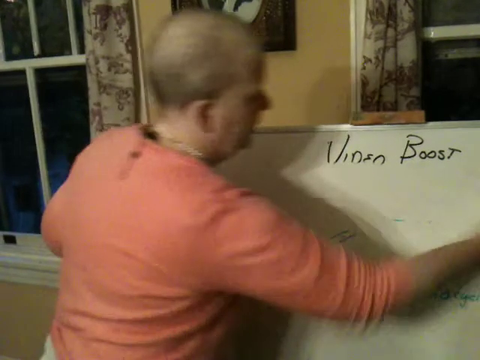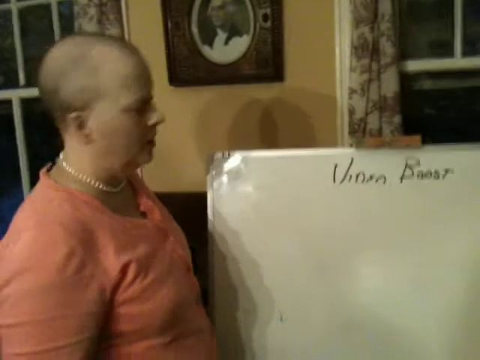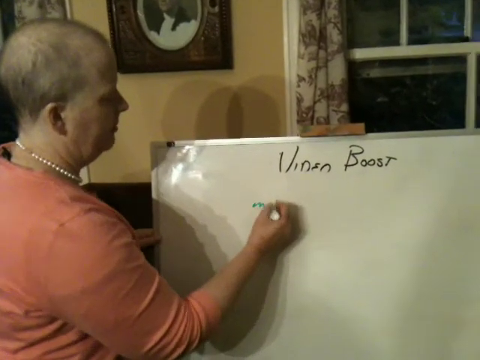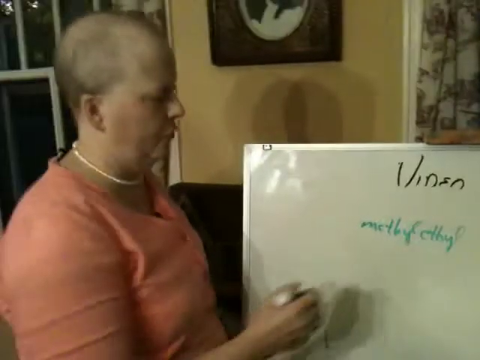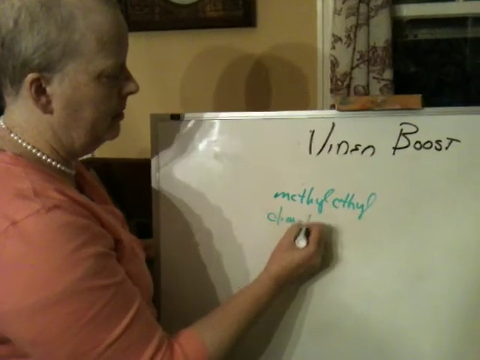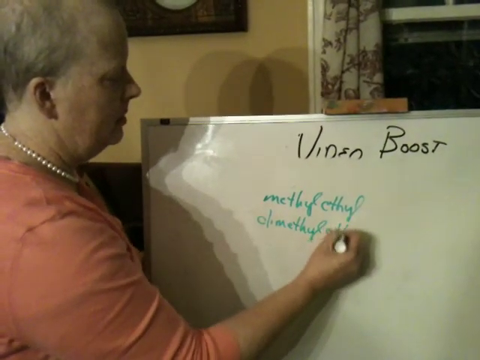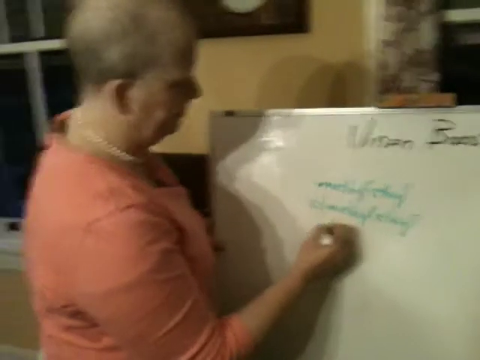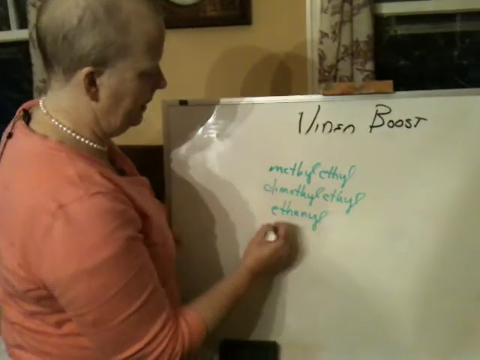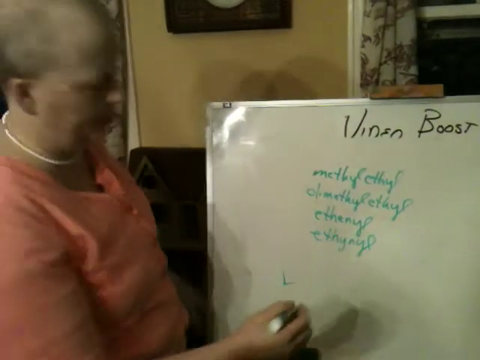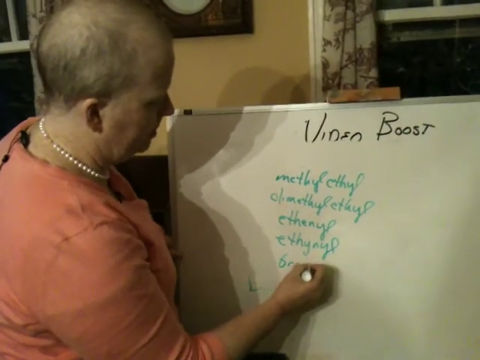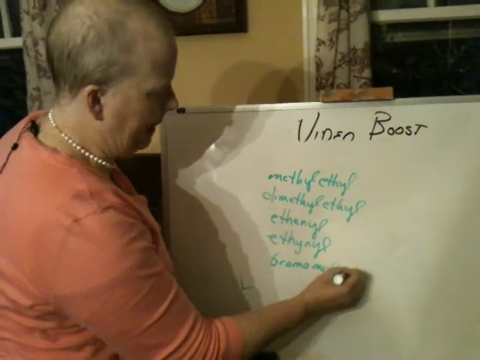Now, where else do you not need to put numbers in? Certain complex side chains. Which ones? The methylethyl. There are more, but I'm just going to write the ones that you run into most frequently. The dimethylethyl, the ethenyl, the ethynyl, and really any group that's built on a methyl group. So, for example, a bromomethyl, anything like that.